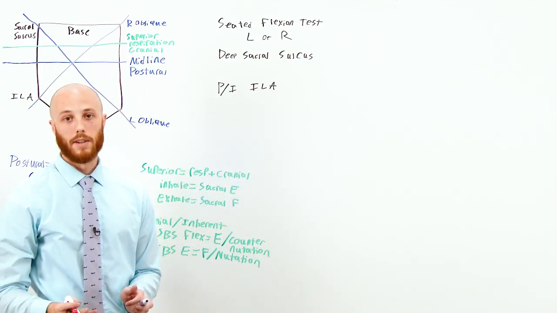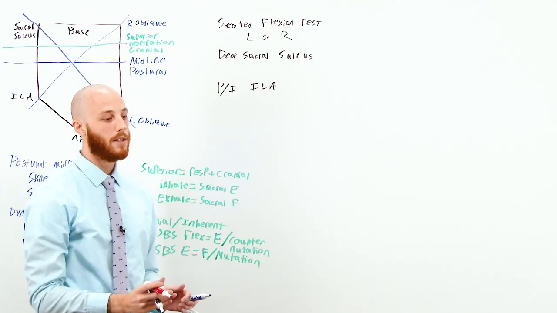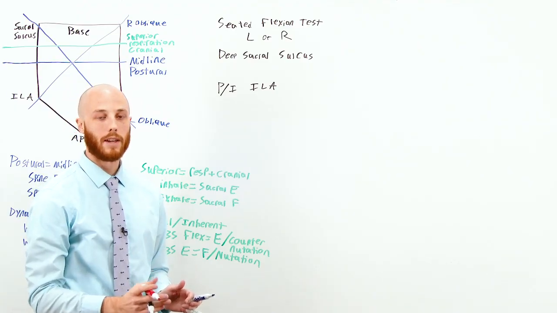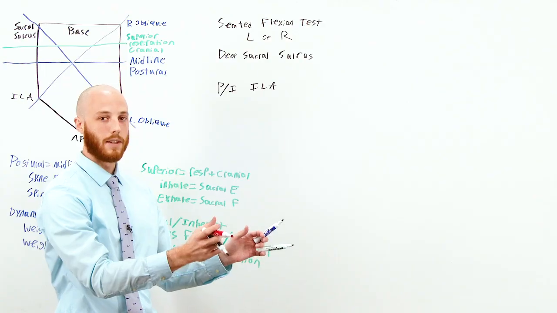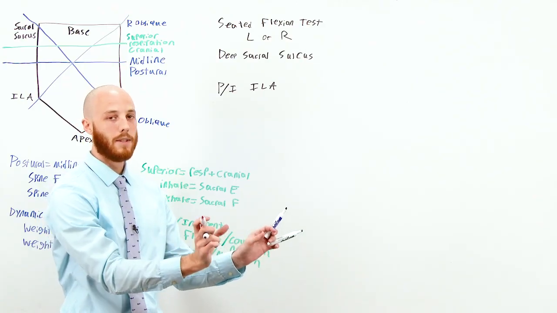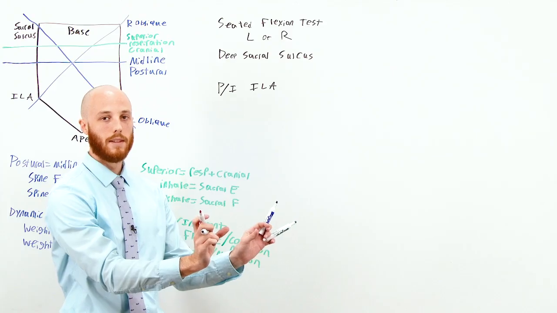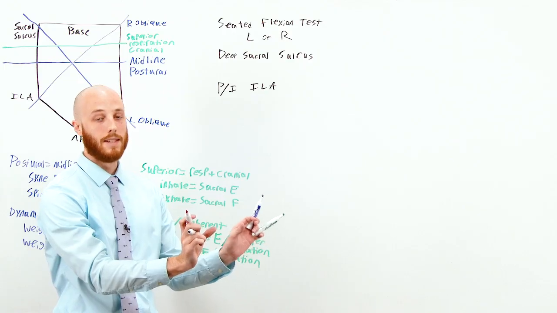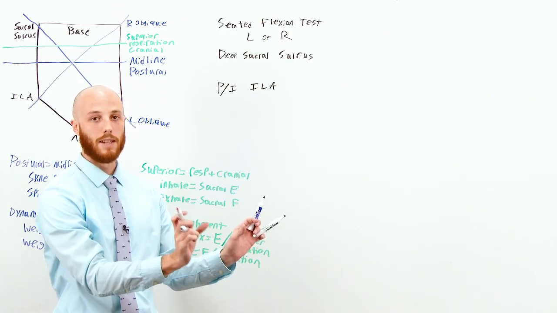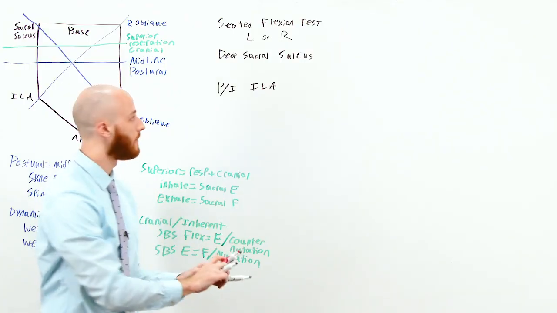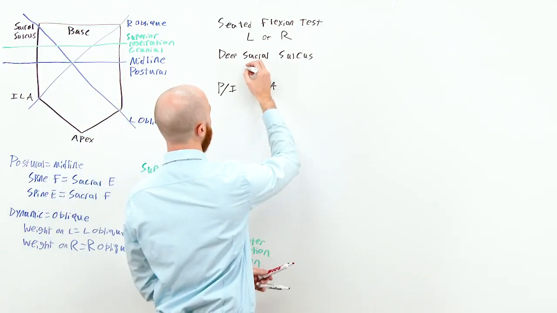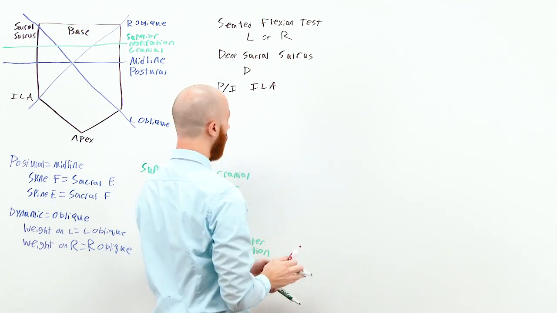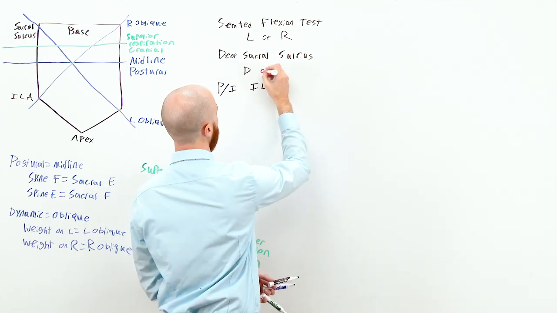Next, you have the sacral sulcus. So what you do here is you have the patient laying on their stomach, you palpate the sacral sulcus, and you tip your thumbs inward into the sulcus. And what you're doing is feeling for which sacral sulcus is deep and which sacral sulcus is shallow. So you can either have deep or you can have a shallow finding.